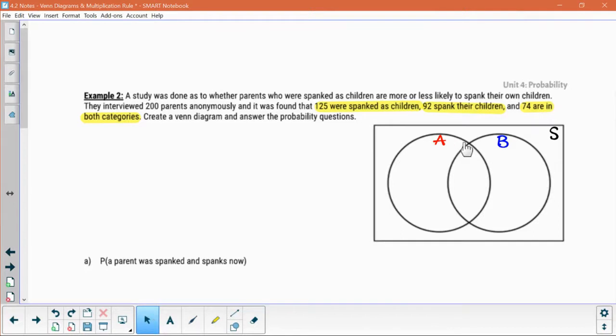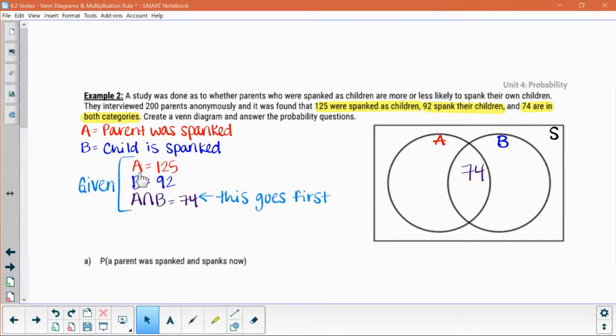First thing I'm going to do with my Venn diagram is I'm going to label both events. So I'm going to call event A, a parent was spanked, and event B, a child is spanked. Now I'm going to take my given information that I have and I'm going to organize it. So I know that A is equivalent to 125, B is 92, and A and B is 74, meaning they're in both categories.